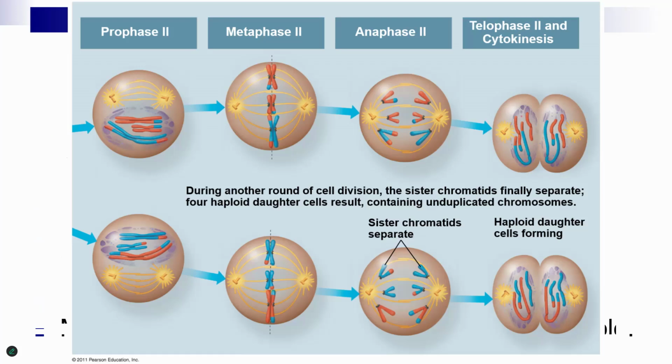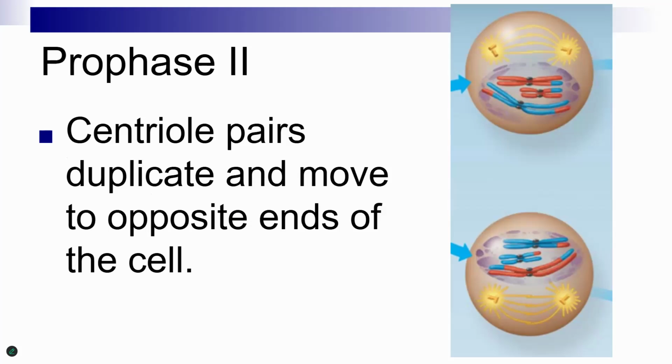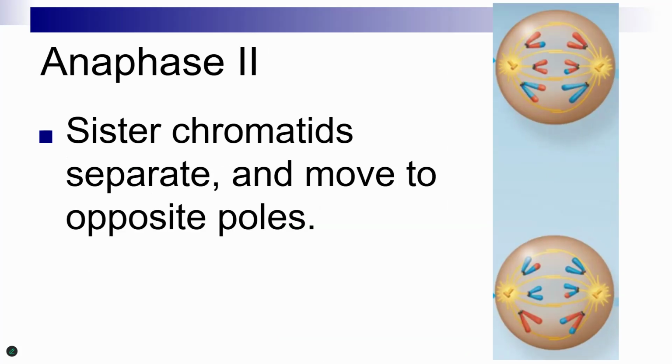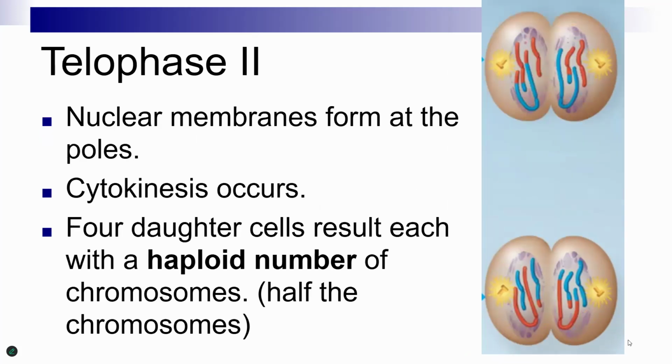Then, of course, they have to divide again, meiosis 2. And so in prophase 2, the centriole pairs are going to duplicate again and move to opposite ends of the cell so that they can pull the sister chromatids apart. So chromosomes then in metaphase 2 line up in the middle of the cell. And so this is where it is similar to mitosis. And then in anaphase 2, the sister chromatids separate and move to opposite ends of the cell. So again, the kinetochore fibers shorten, pulling the sister chromatids apart.